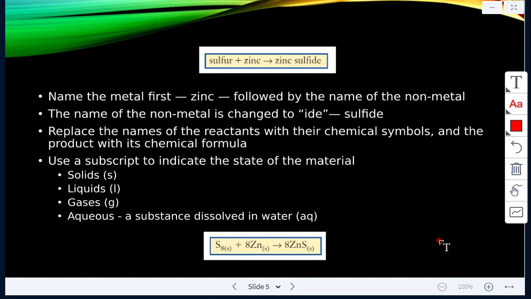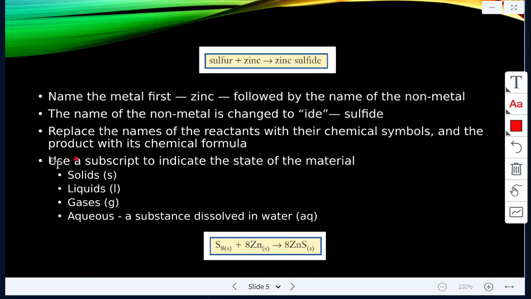Okay, and then we replace the names of the reactants with their chemical symbols, and we replace the name of the product with its chemical formula. In this case, it becomes S8 for sulfur, Zn for zinc, and ZnS for zinc sulfide. And we'll talk about these coefficients, like the coefficient of 8 here, later when we get into balancing.